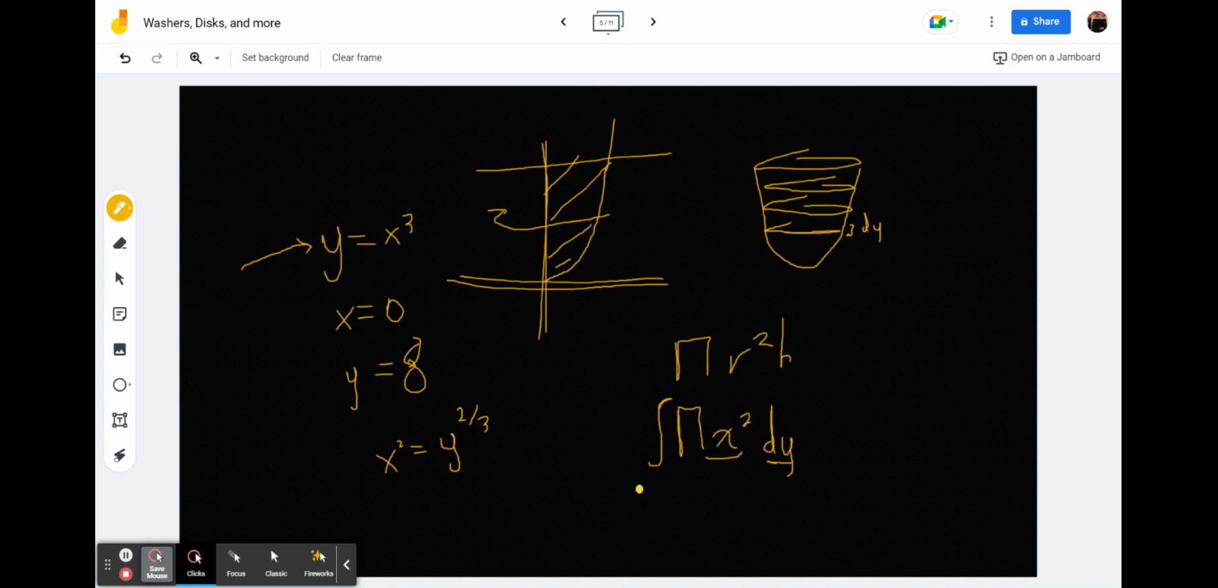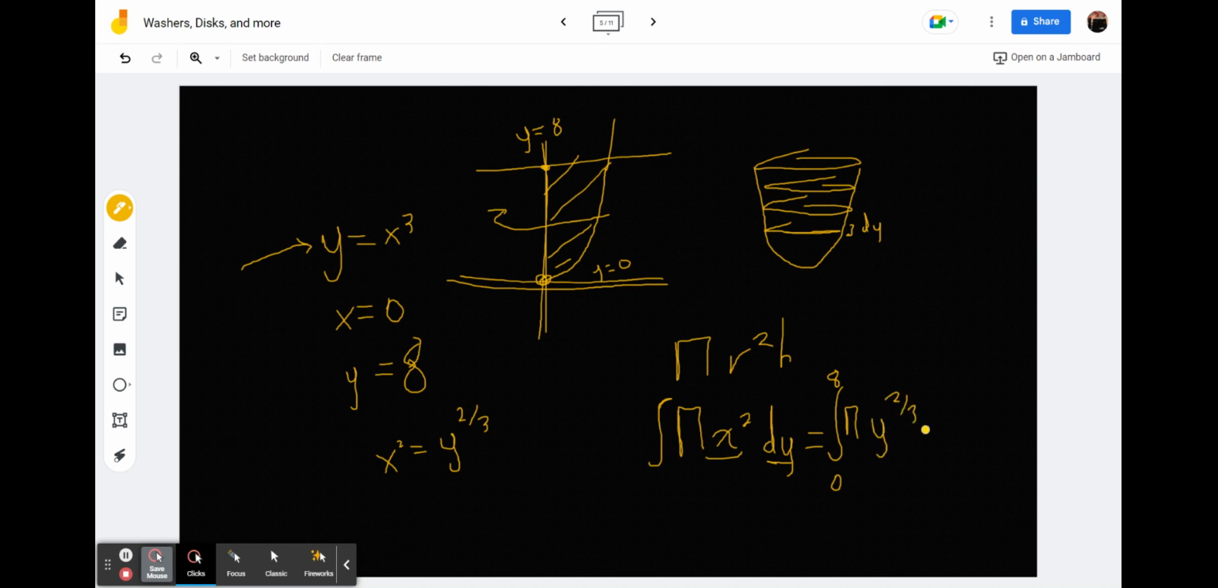And of course, we need to add up these little cylinders from this point up till here. So that's going to be from y equals 0 to y equals 8. So the bounds of our integral are going to be the integral from 0 to 8 of pi y to the 2/3 dy.